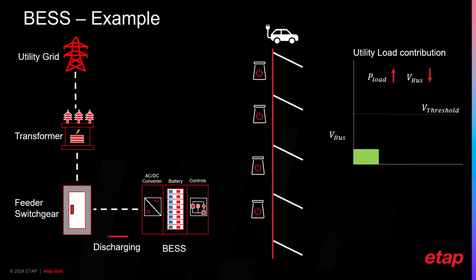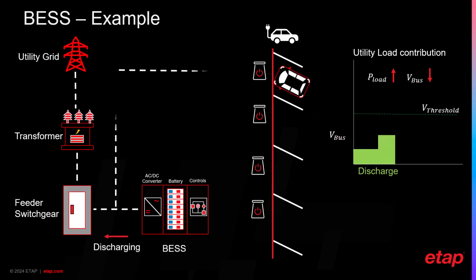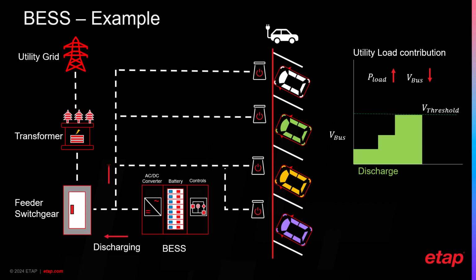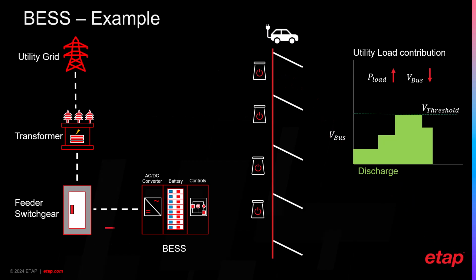The BESS helps to reduce and manage the demand, and its controls discharge or charge depending upon the threshold limits. As more vehicles pull up and draw current, the BESS discharges to keep the system stable. In the absence of load demand, the BESS gets charged back to prepare for the next cycle. The reference point is determined within the feeder location, and the controls will operate within the given threshold limits.